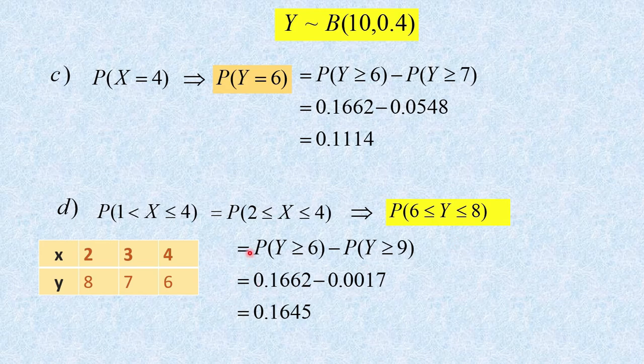So the formula is probability y more than or equal 6 minus probability y more than or equal 9, because 8 is included here, so we must subtract from 9. Using the table, you will get 0.1662 minus 0.0017, that is 0.1645.